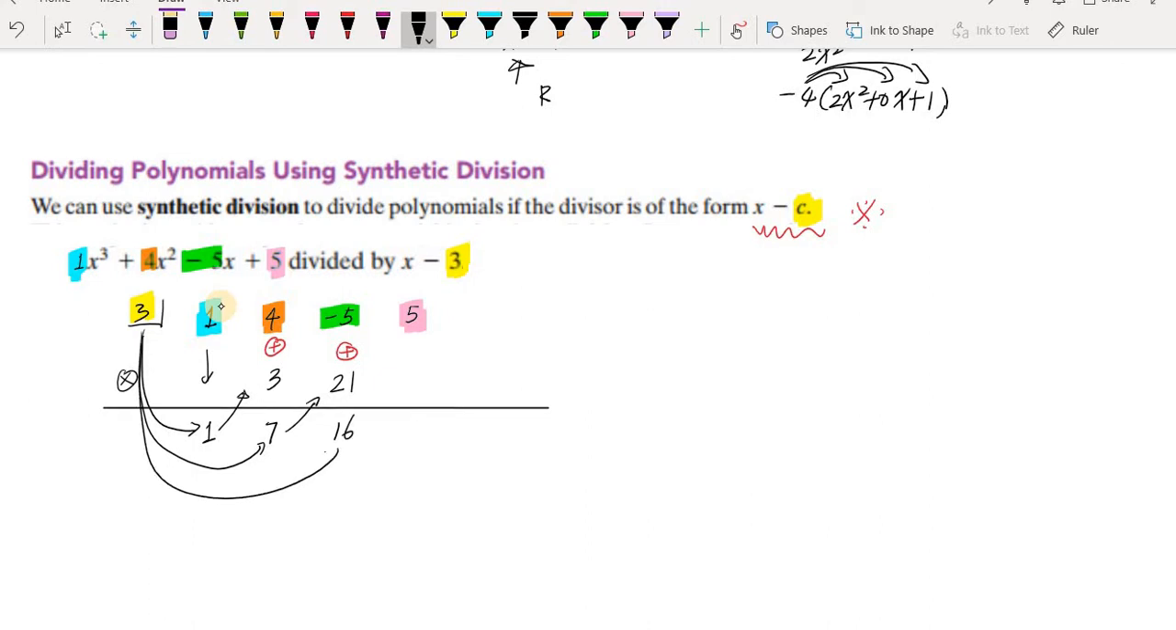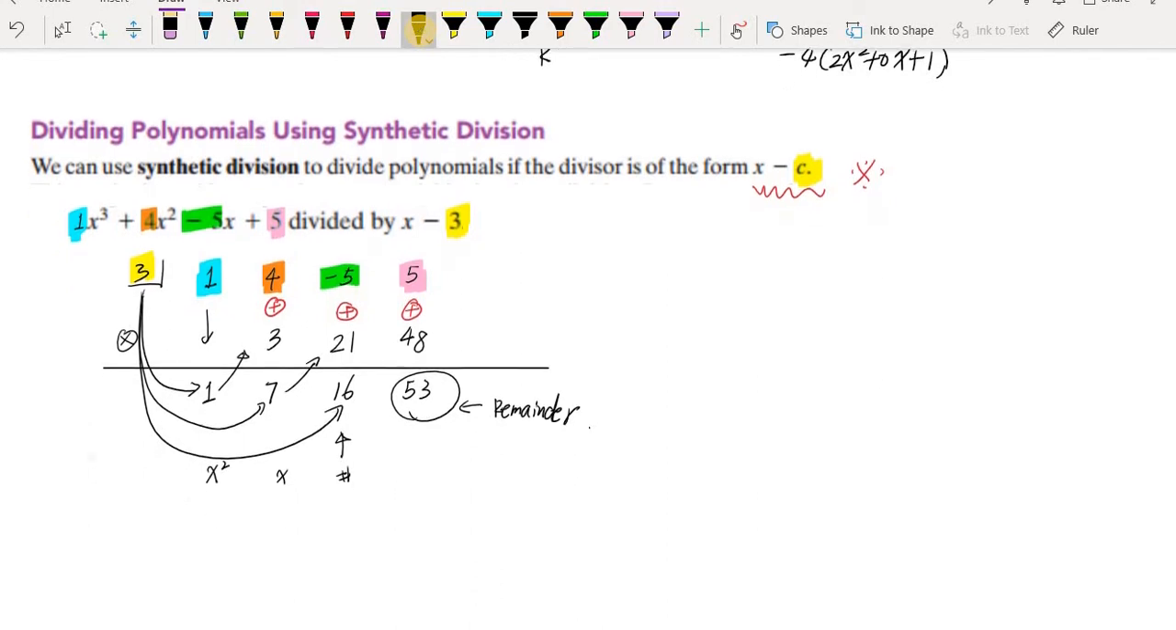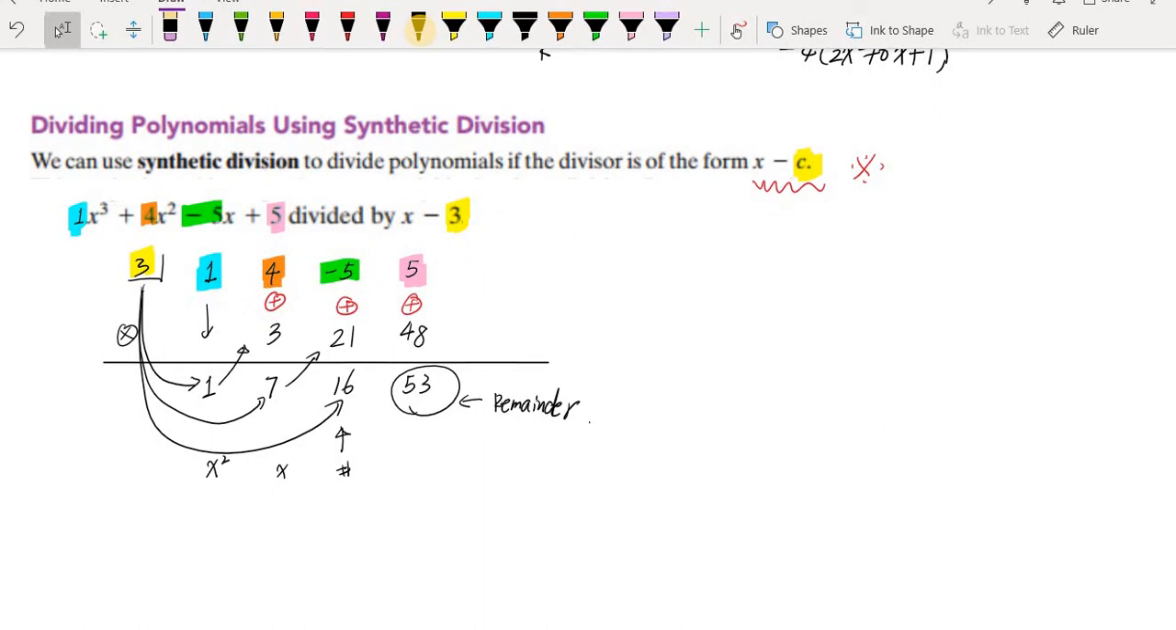So again over, that will be multiply. 3 multiplied 16 give you 48. 5 plus 48, that will be 53, that is your remainder. 16 is your number. Okay, then we're going to have our x. Then we'll have these terms x squared. Okay, that means our answer is, I'm going to write down the answer now.